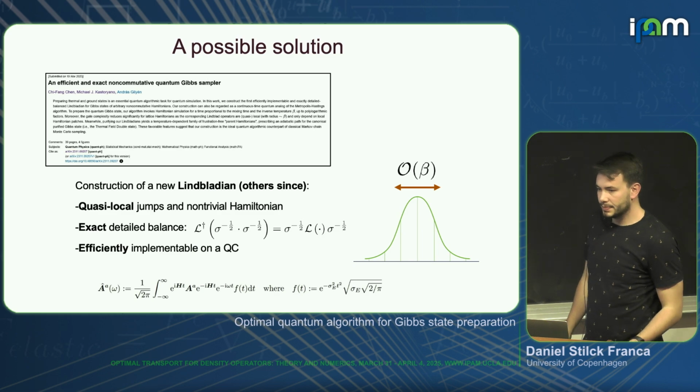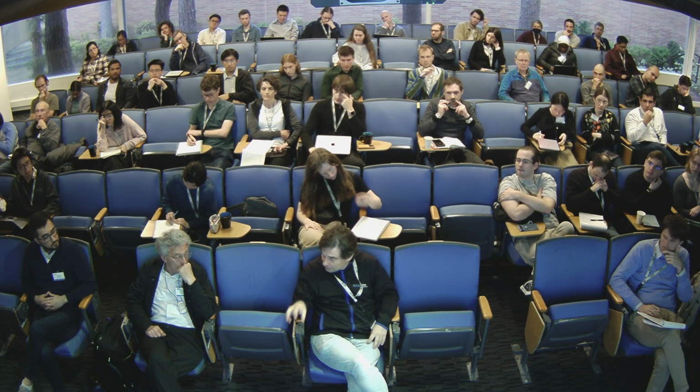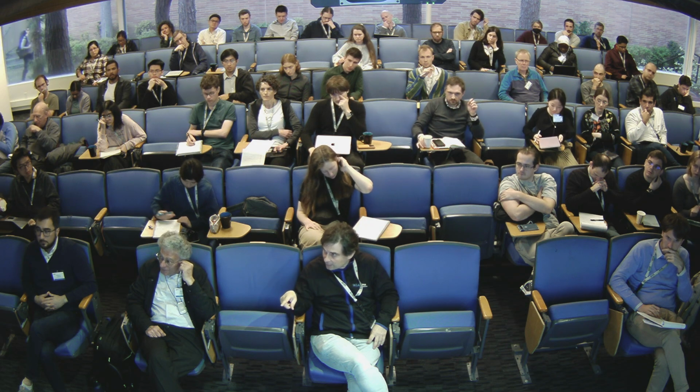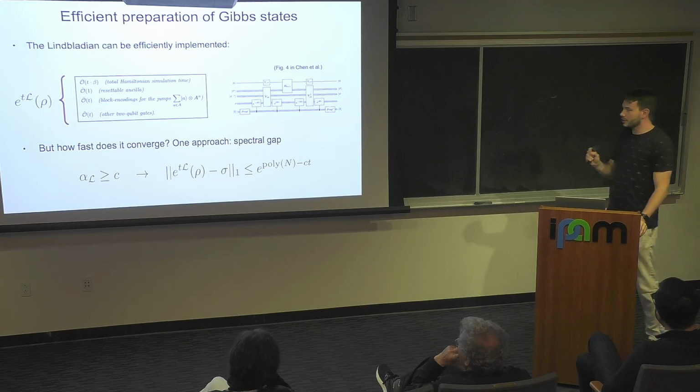Okay. Super quick. So when you say efficient on the quantum computer, what you mean is that what you have access to physically is e to the iHt? Oh, that's the next slide. Thanks. So, very good question.